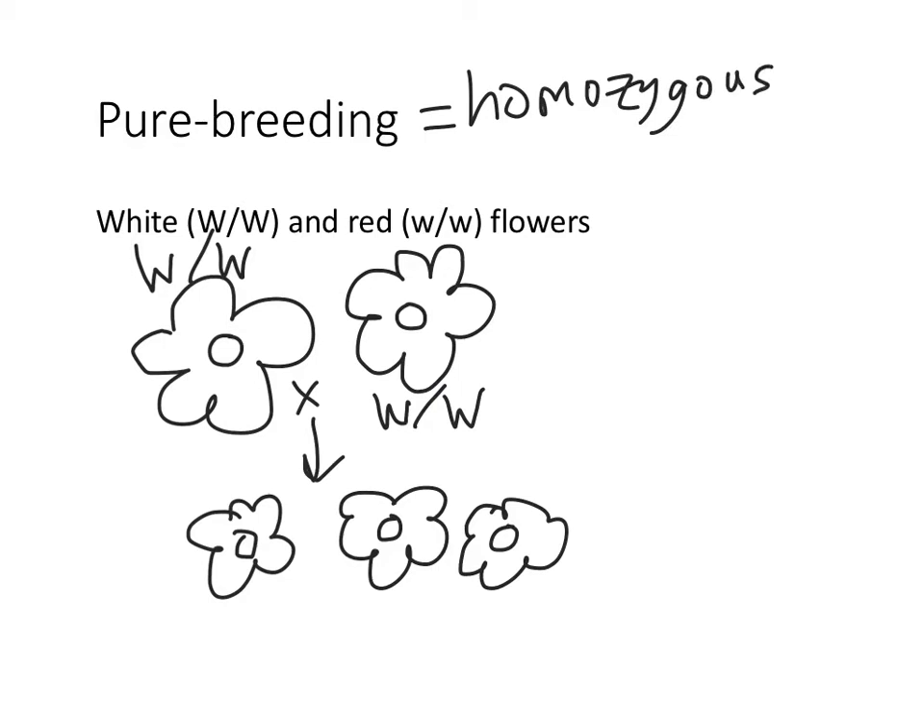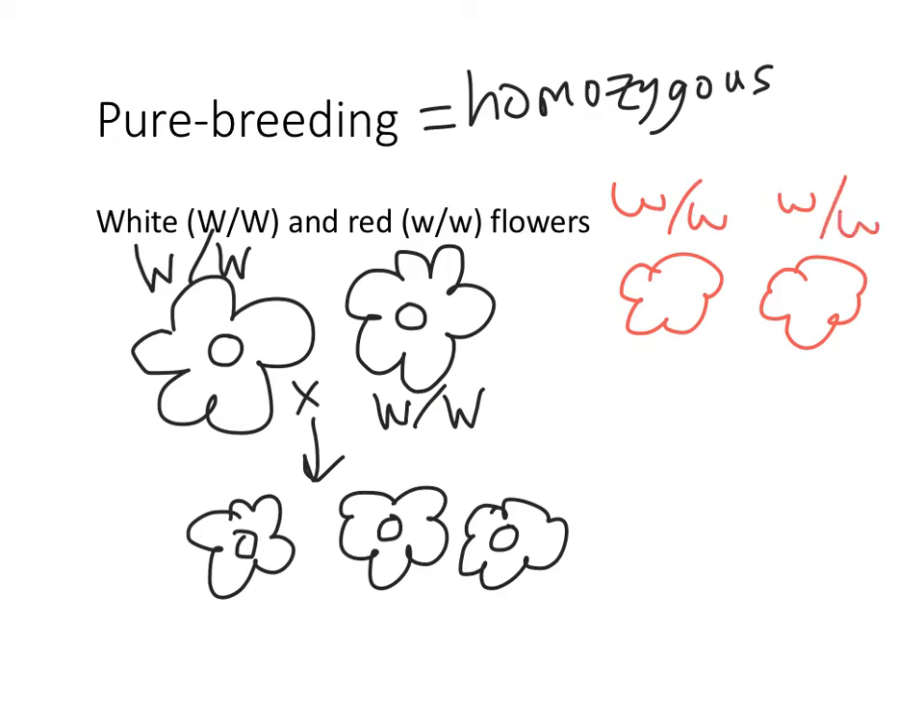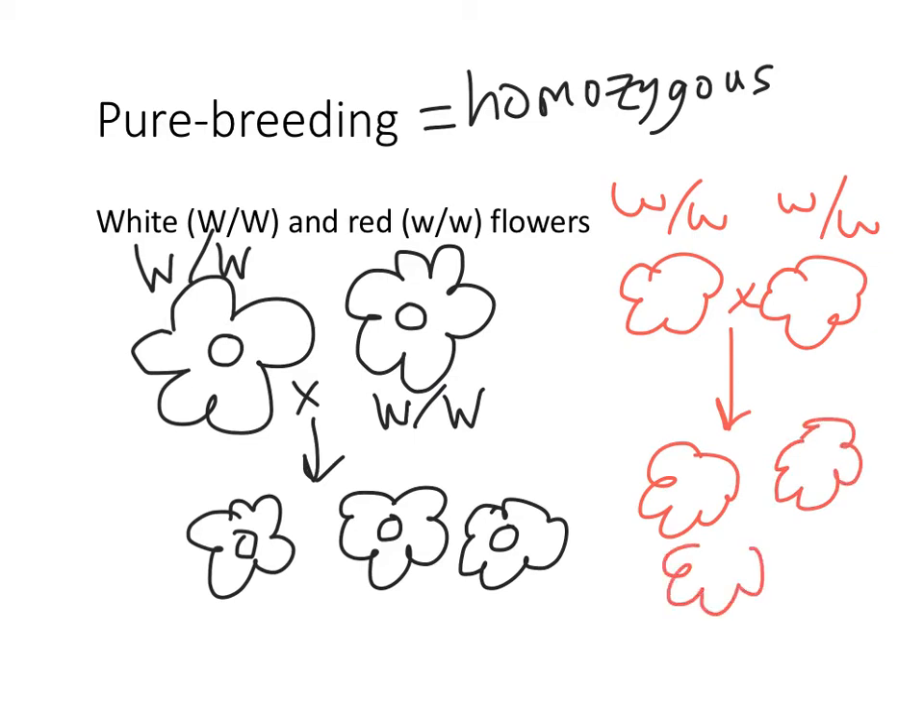And we know that organisms are homozygous without actually getting their DNA and studying their DNA, just by mating them together and looking at their offspring. So same with the red flowers. We could have red flowers. They're lowercase w over lowercase w. But we don't know that yet. We don't know that they're homozygous until we cross them together and look at their offspring. If their offspring are all identical, that lets us infer that the parents were homozygous.